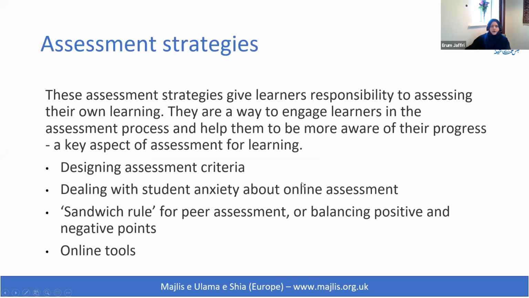Okay, assessment strategy. You need to design a criteria. You need to tell the children what it is they should be able to do, so they're clear. Dealing with student anxiety about online assessment is really important too. This even links into Kahoot. I remember when we had Kahoot, some of the younger children were in tears at the end because they didn't win. They're not on the leaderboard.